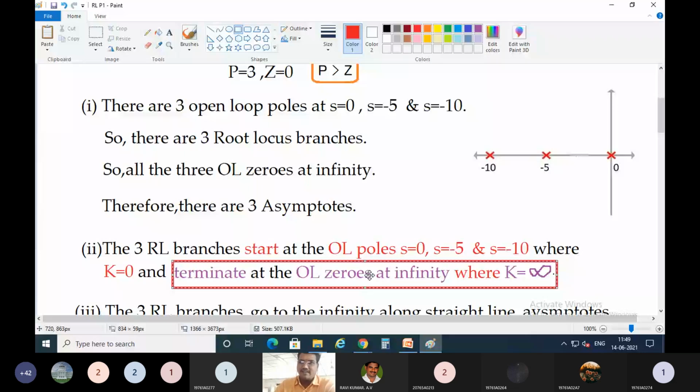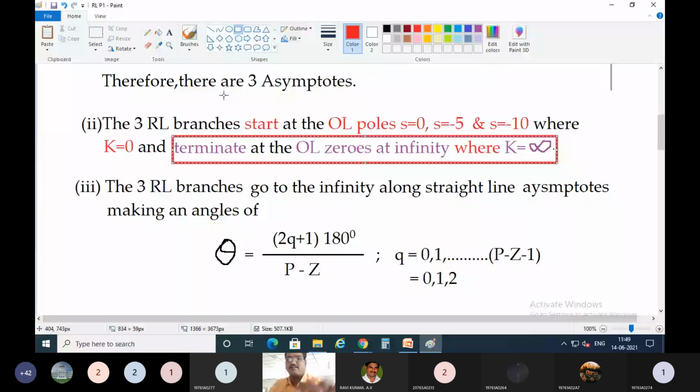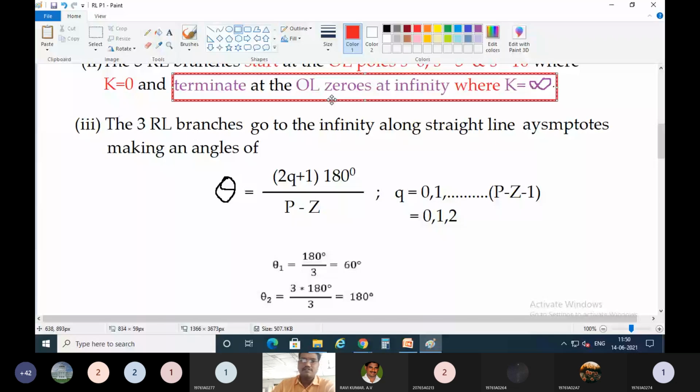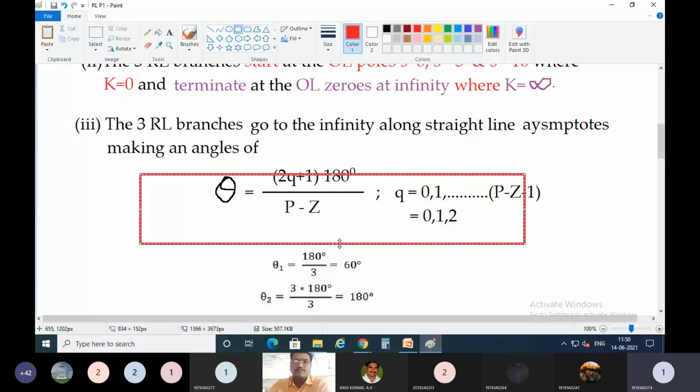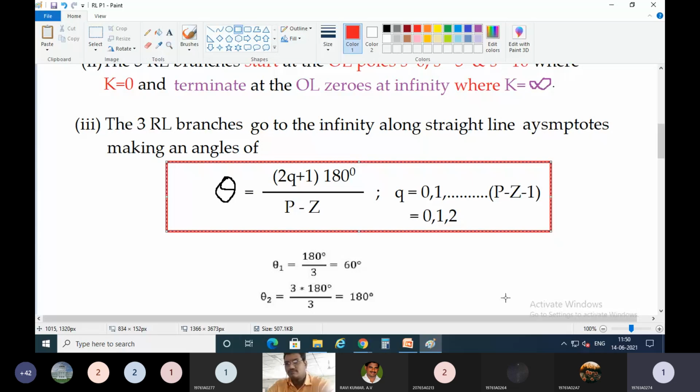Let us calculate the angle of asymptotes. Calculate it, Amma. What is the formula for angle of asymptote? Theta is equal to (2q plus 1) into 180 degrees by p minus z, sir. So what is q equal to? q equal to 0, 1, up to p minus z minus 1, sir. Apply the formula p minus z minus 1.